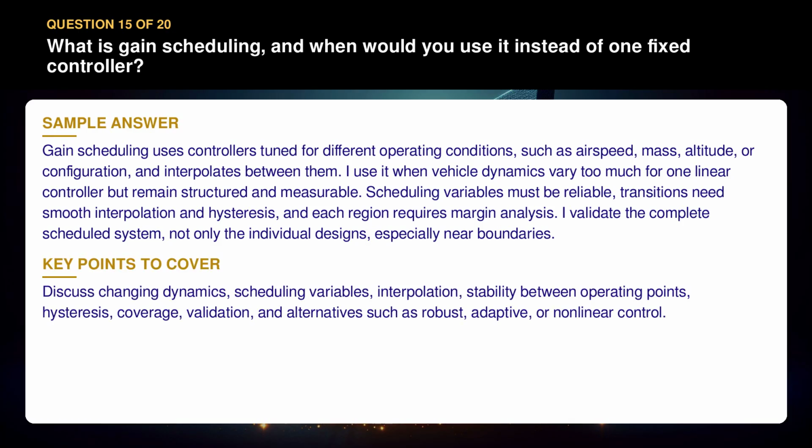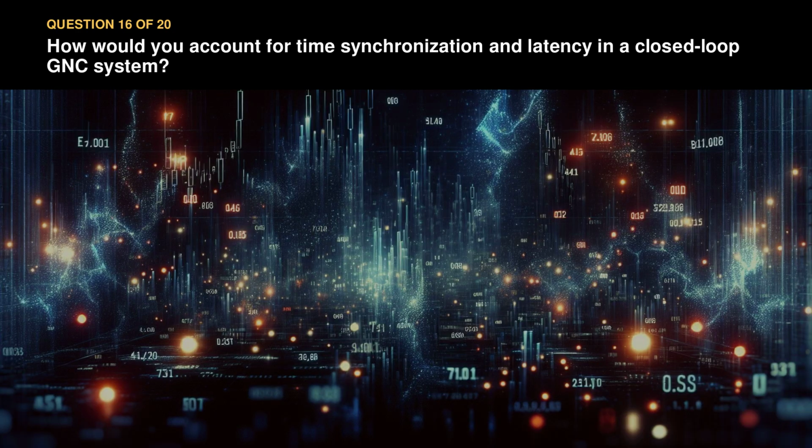Discuss changing dynamics, scheduling variables, interpolation, stability between operating points, hysteresis, coverage, validation, and alternatives such as robust, adaptive, or nonlinear control. Question 16. How would you account for time synchronization and latency in a closed-loop GNC system?